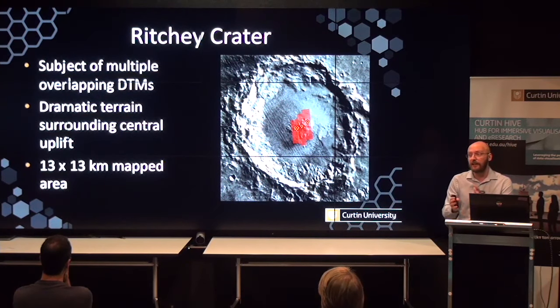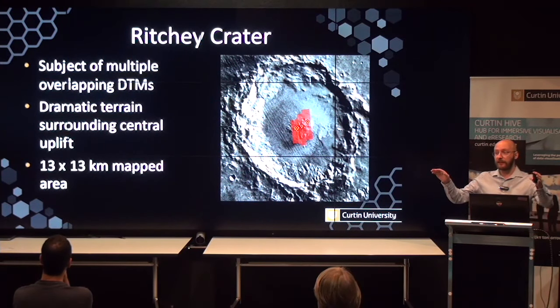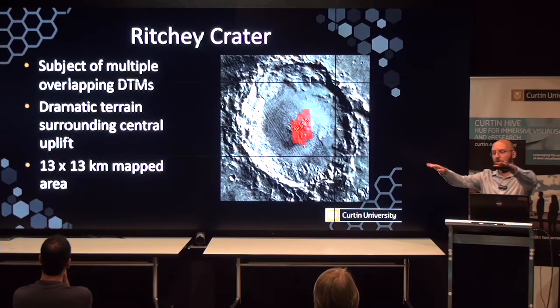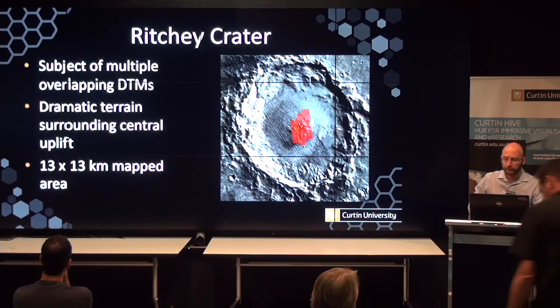So when I was browsing the list of DTMs, I noticed a few spots where a few of them were clustered together, and I decided that I wanted one of these spots to be the sort of centerpiece of the project. One such spot was Ritchie Crater, and significantly large craters generally have a sort of central uplift, a peak in the middle, and that's the area that these DTMs were focused around. So when these DTMs are all merged together, you can extract a 13 by 13 kilometer area that can be explored, and this contains some pretty dramatic territory as it's the central mountain of the crater.